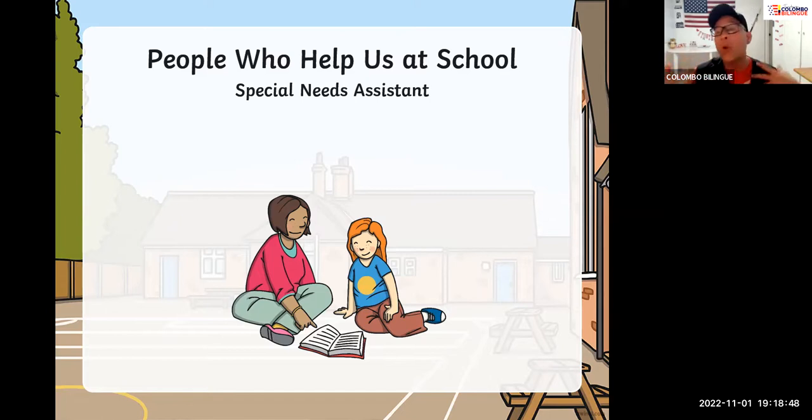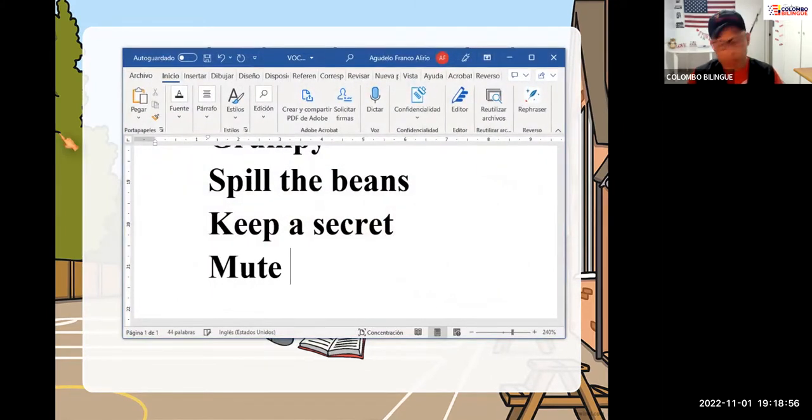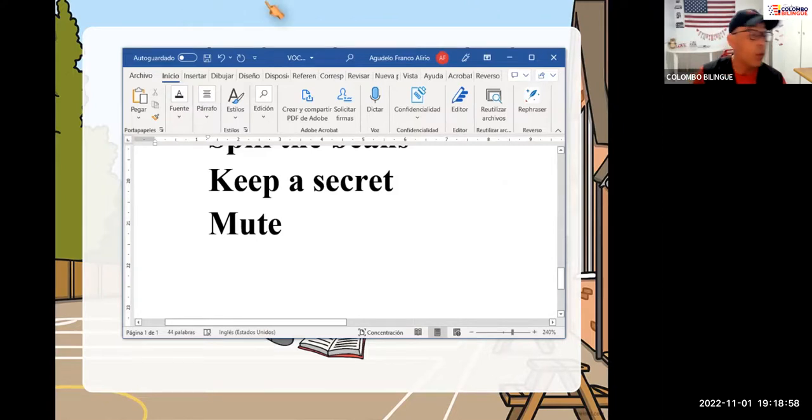a student. For example, what about if we have a mute student? What, teacher? A mute student. Okay, mute is a student who can't speak. Tenemos un estudiante que es mudo, no puede hablar.